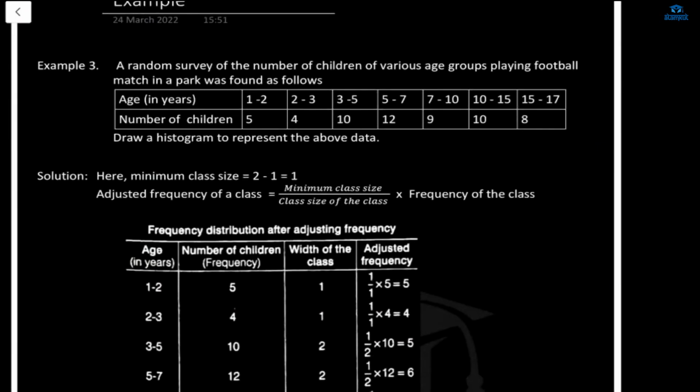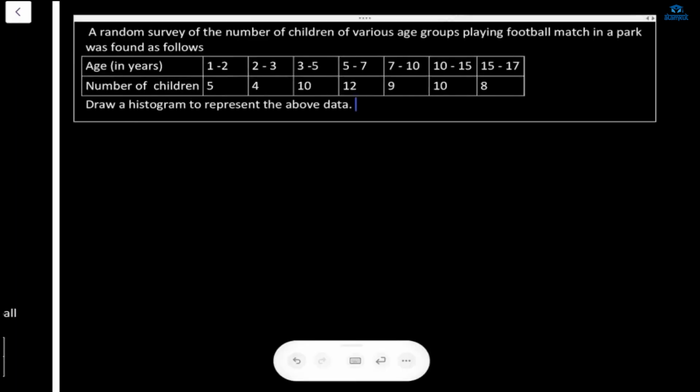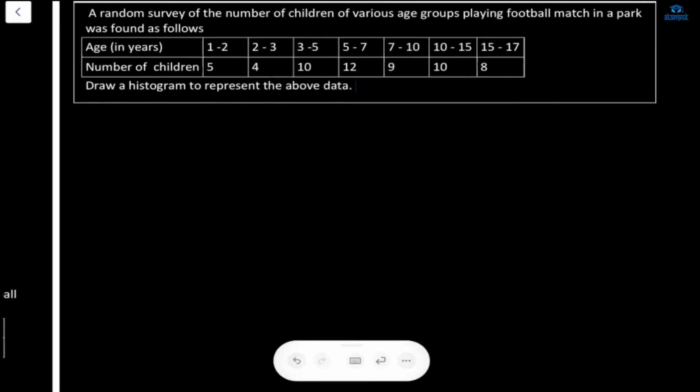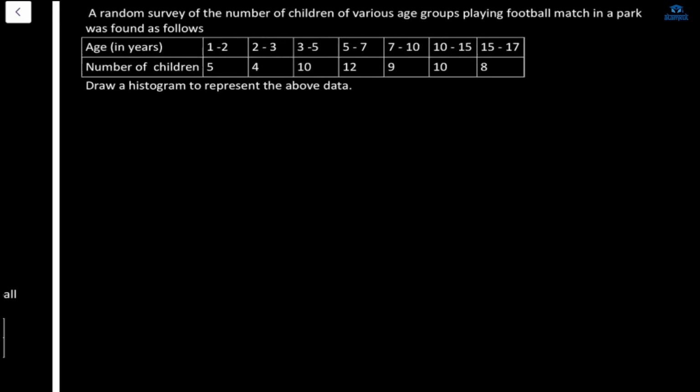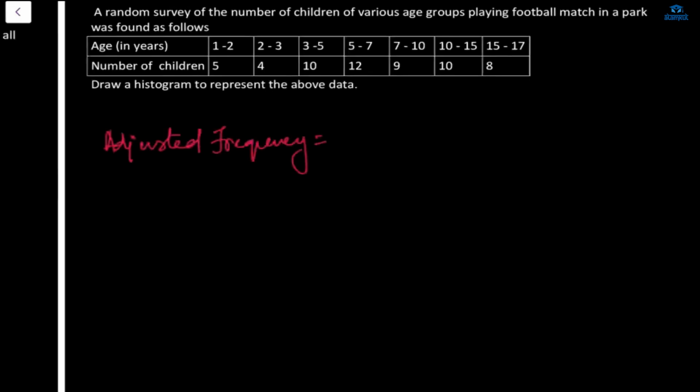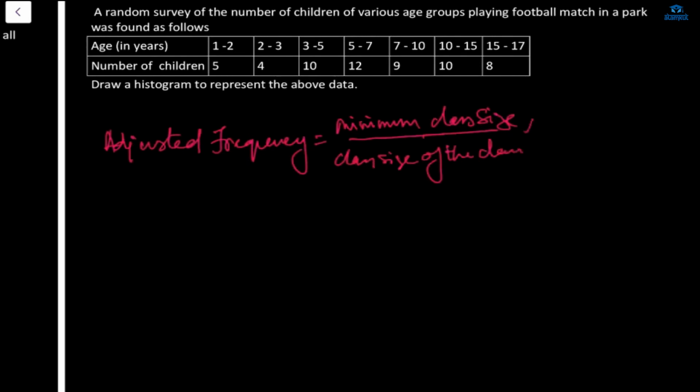Now here, let me copy the question. Now let's draw the graph. There are many things that you need to find. Either you can do it directly, or you can do it in the graph only. Just a minute, something is altered. Now we know the formula of adjusted frequency. What was the formula? You have to find the minimum class size upon the class size of the class, into the frequency of the class. So let's see, we are going to draw a table.